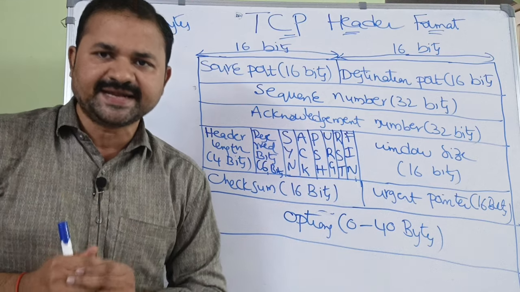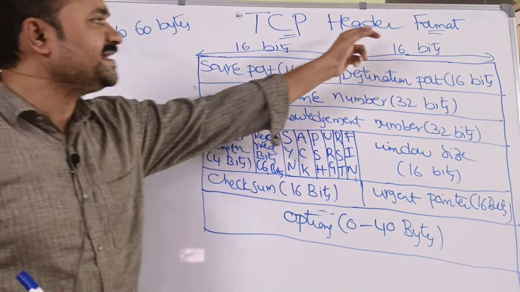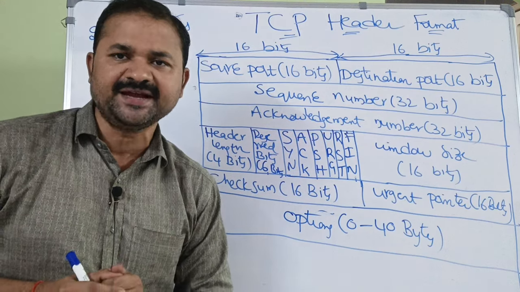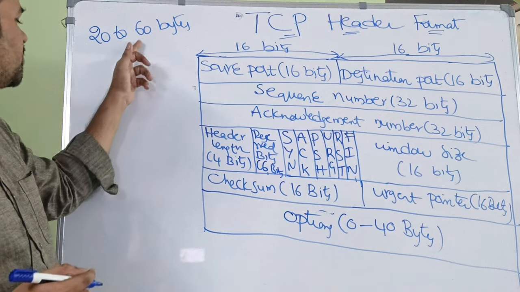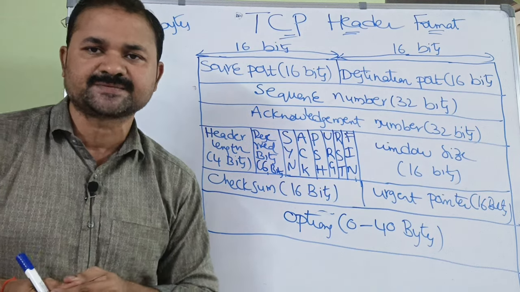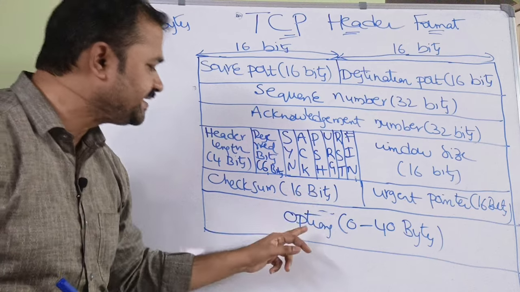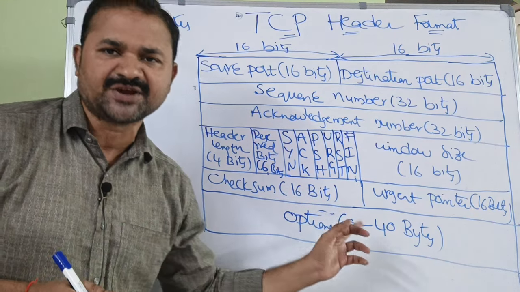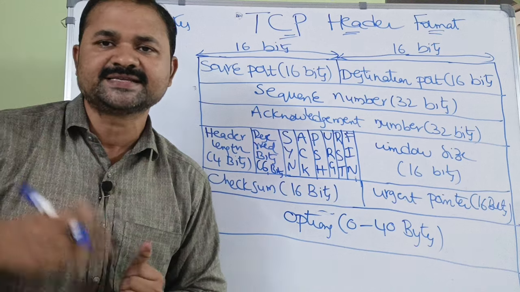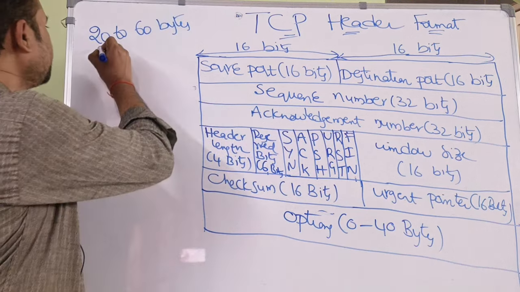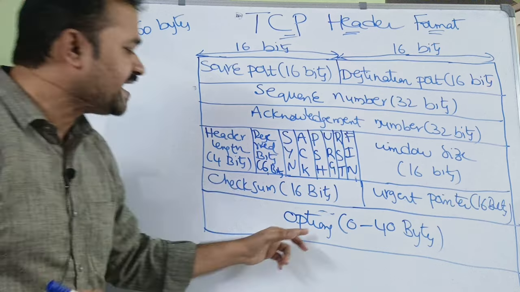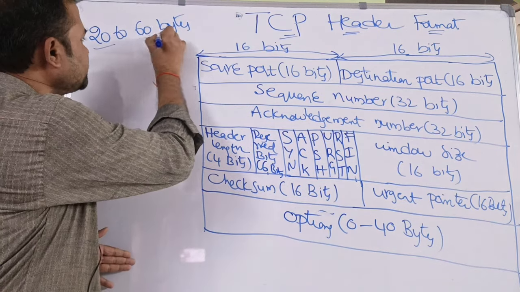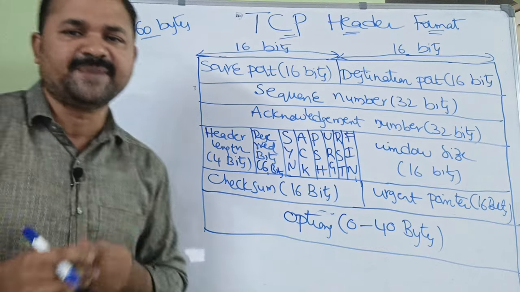Now let us discuss here about TCP header format. The size of TCP header ranges from 20 to 60 bytes. TCP header contains options field. If options field is not included, then the size of the TCP header is 20 bytes. Whereas if options field is included, then the maximum size of the TCP header is 60 bytes.